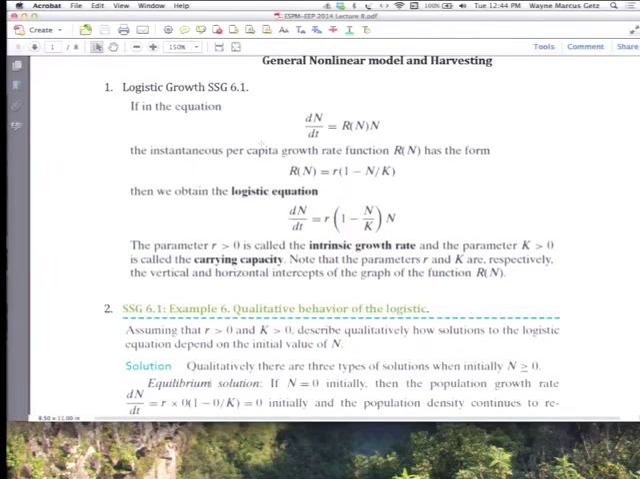So if we were to draw that function, what would it look like? If we were to draw r upon n versus n, this would be the case of constant r, which would lead to the exponential model. Okay, but now r is no longer a constant. It's a function of n. So what does it look like in this case?